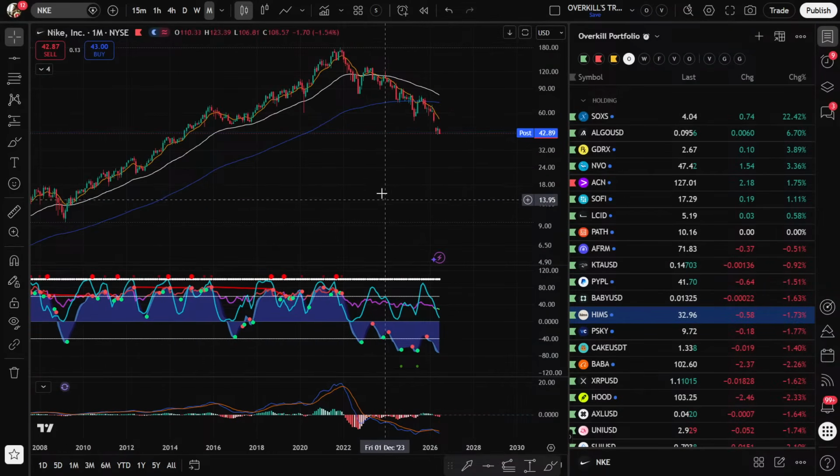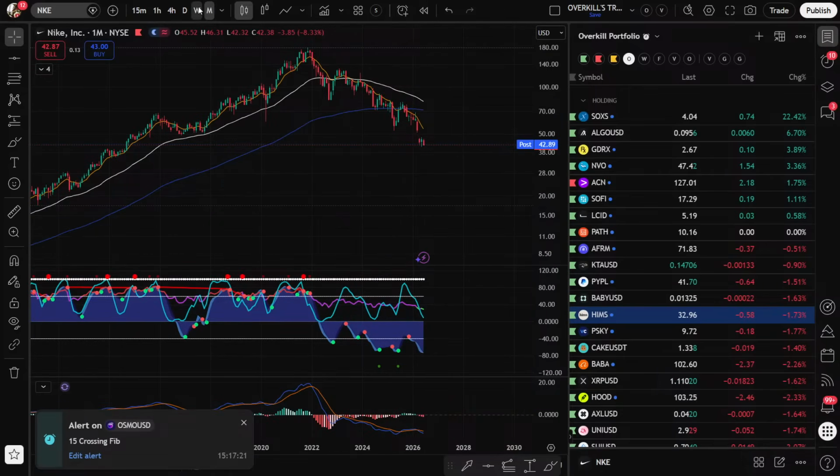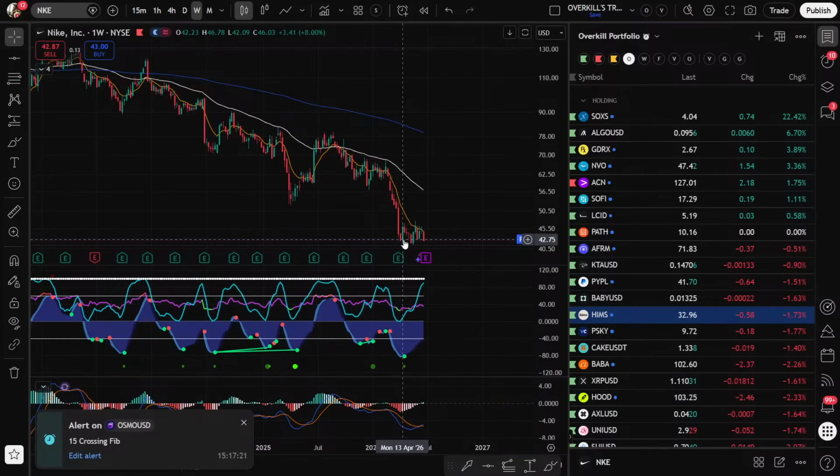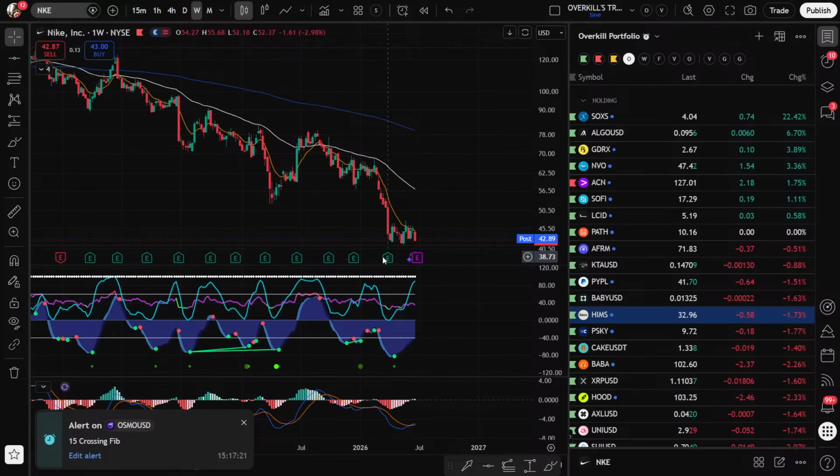Okay, Nike's way down, right? Nike's down from 180 down to 40. So if you want to play Nike, I'd probably wait for the monthly. You did get the weekly down here at 42. It's still sitting at 42. But I just don't know. I don't know if people are spending $50 on t-shirts anymore.